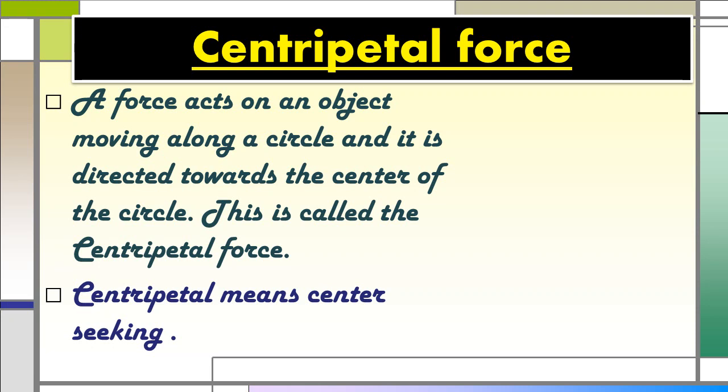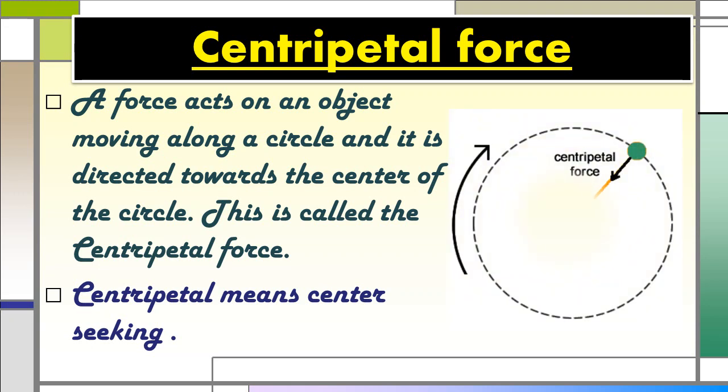And centripetal means center seeking force. Why? Because because of this force the object tries to go towards the center of the circle. So this is a center seeking force. All right, so here you can observe the centripetal force, which attracts the object towards the center of the circular path, and it keeps moving in a proper circular path. So this is all about the centripetal force.